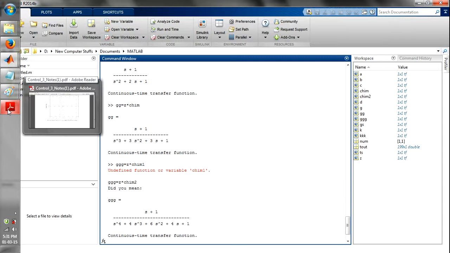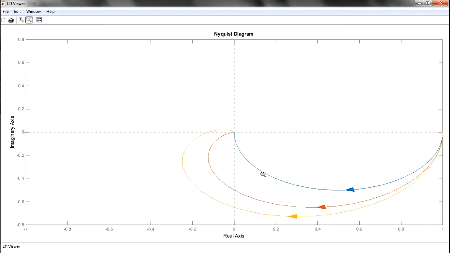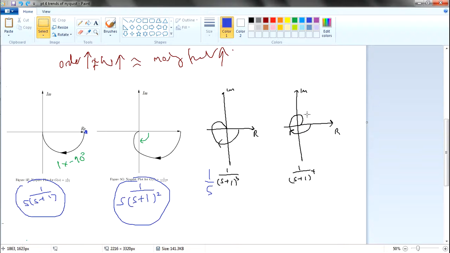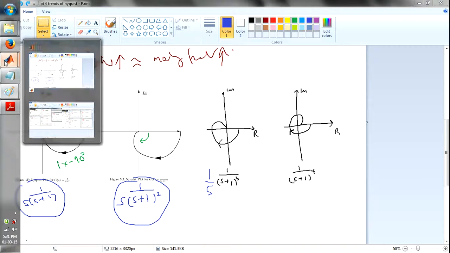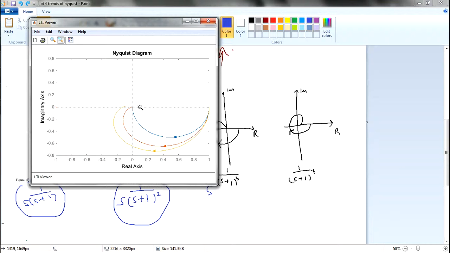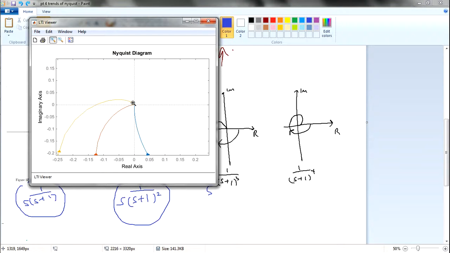If you remember from before, we talked about how the zeros contribute a positive 90 degrees of phase. This is why in the graph over here, this is the second order, this is the third order, and this is the fourth order. Remember the fourth order without the zeros already crosses into the fourth plane. However, in this case, because we add in one more zero, it contributes a positive 90 degrees.